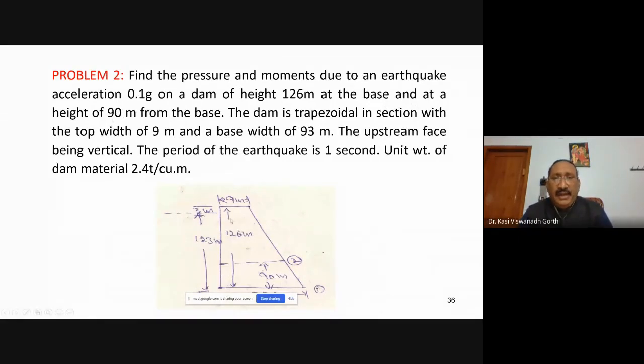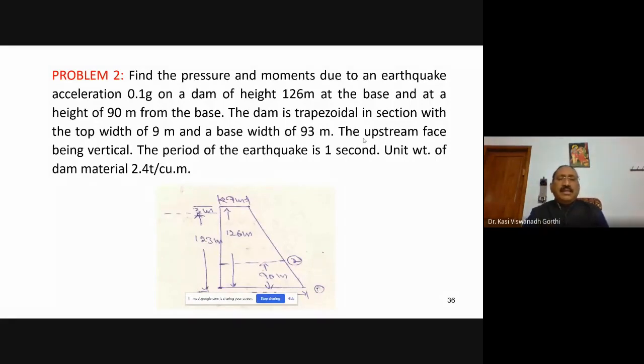So you need to find the earthquake force and the moment at two places. One is with respect to the base at the height of 126 meters, that means at the top of the dam, and further at a height of 90 meters from the base. So this is section 1. Section 2, we need to find the moments. The dam is trapezoidal in section with a top width of 9 meters and a base width of 93 meters. Total base width is 93 meters. The upstream face is vertical, and the period of the earthquake acceleration is 1 second.